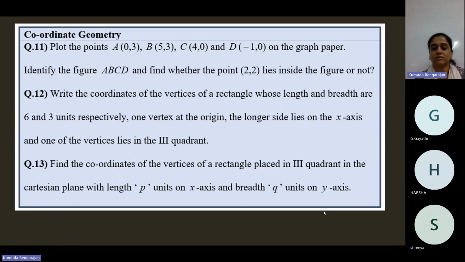Yes, children. Please come. Yeah, so this is coordinate geometry, as you can see. Try these questions. Yeah, we have started the chapter linear equations. We'll be continuing with this in the next class.